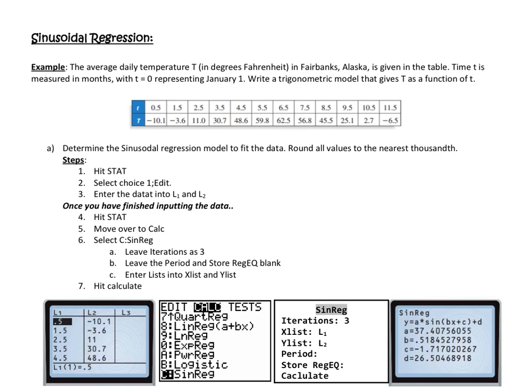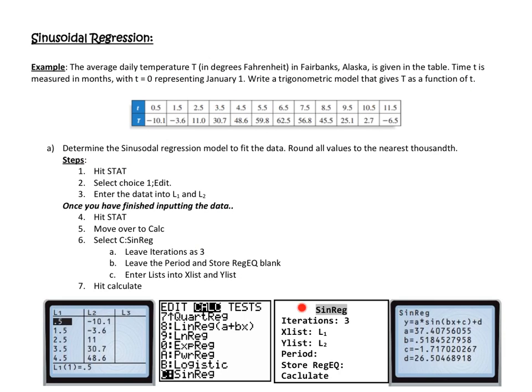Okay, so this regression model is going to work in the calculator pretty much the same way as the previous example. This time I want you to determine the sinusoidal regression model to fit the data. Find all values, round all values to the nearest thousandth. So we're going to input this data exactly the same way we did the exponential. If you need the steps, they're here. But once you input the list into L1 and L2, instead of hitting Calc Exponential Regression, you'll hit Sin Regression. So pause the video until you're up to this point, and then hit resume when you're done.